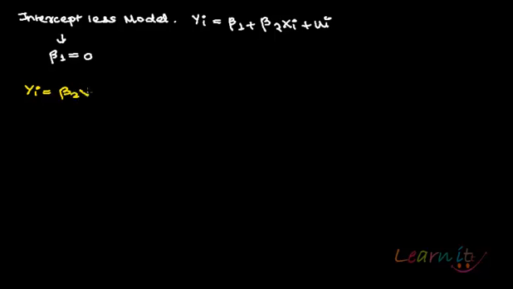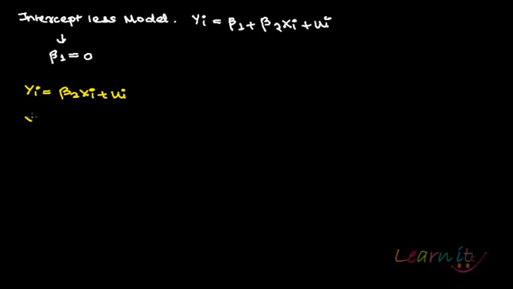Okay, so generally we have this kind of model, which is yi equals beta 1 plus beta 2 xi plus ui. In the intercept-less model, your beta 1 is equal to 0. So what we have is yi equals beta 2 xi plus ui. We have this kind of model. So how do you estimate this model?